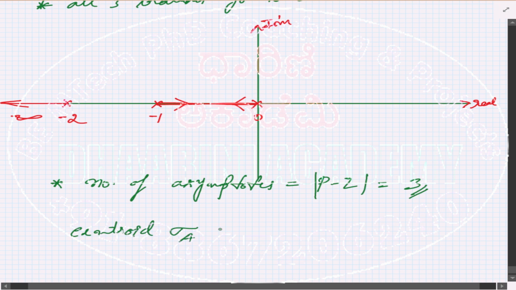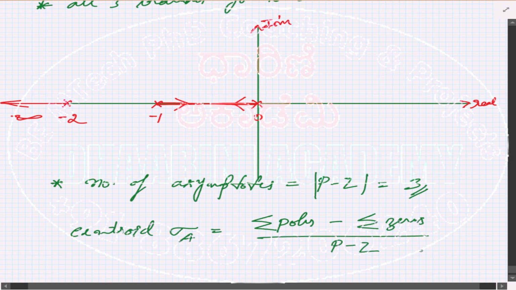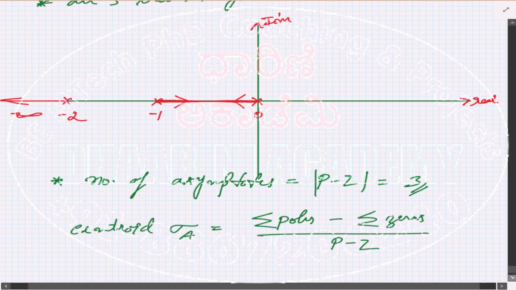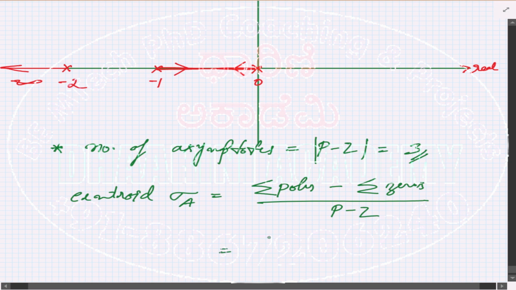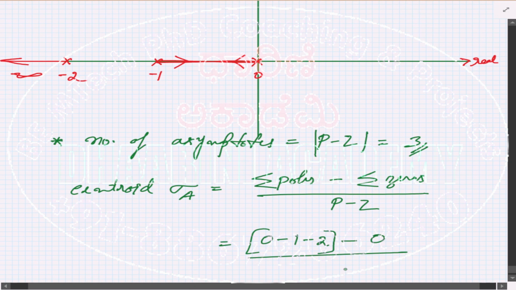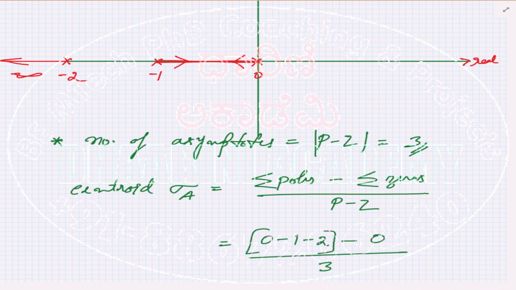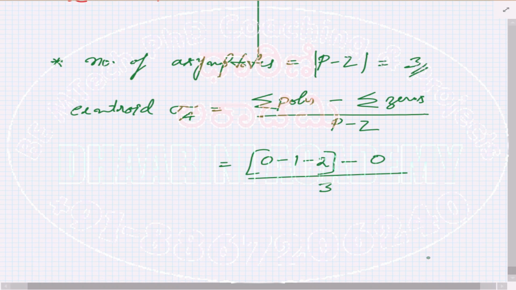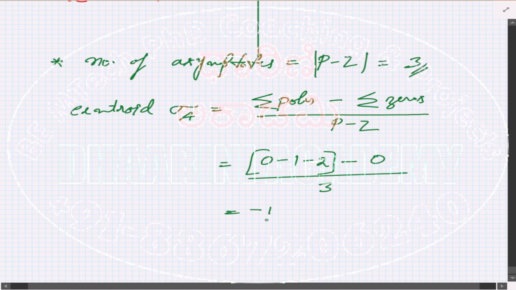That is sigma asymptote is equal to, what is the equation? The equation says the summation of the poles minus the summation of zeros divided by P minus Z, correct? So we see that the poles are located at different positions like 0, -1 and -2, and there is no zero, so I don't have to write anything after this, or simply it's a 0. Whole divided by 3, correct? So it's -1 -2 is -3 by 3, which is equal to -1.